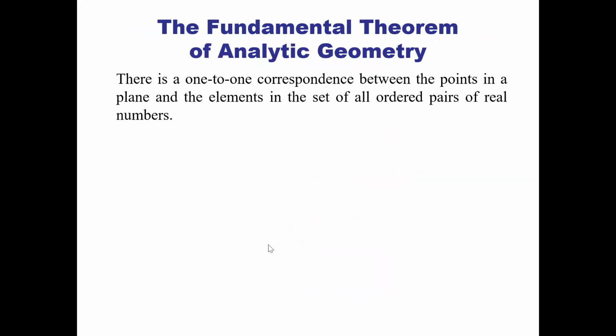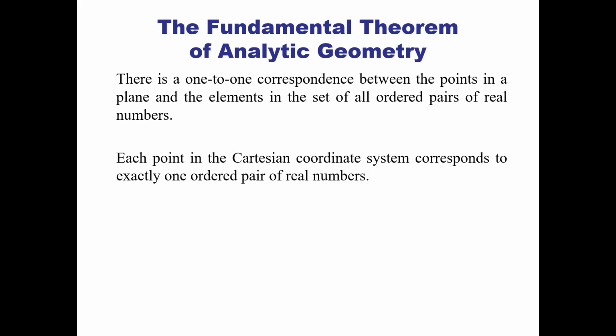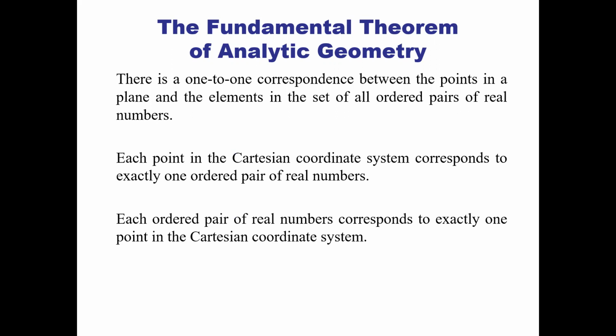Now, the fundamental theorem of analytical geometry is that there's a one-to-one correspondence between the points in a plane and the elements in the set of all ordered pairs of real numbers. Each point in the Cartesian coordinate system corresponds to exactly one ordered pair of real numbers. And each ordered pair of real numbers corresponds to exactly one point in the Cartesian coordinate system.